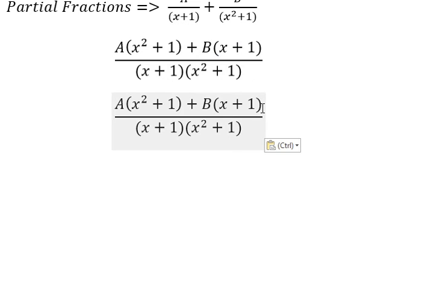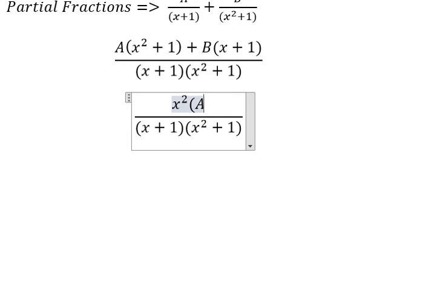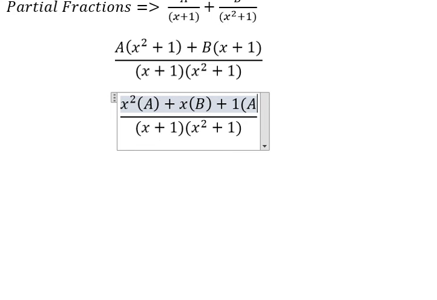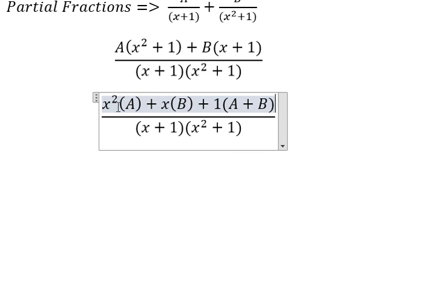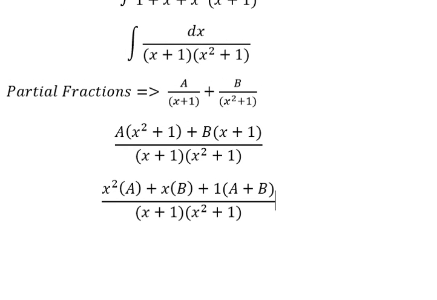Now we need to arrange. For x squared, we have only A, for x we have only B, and for the constant 1 we have A plus B. So now let's compare that.